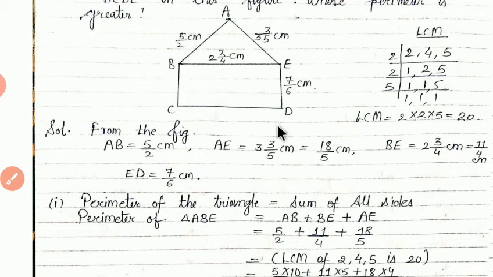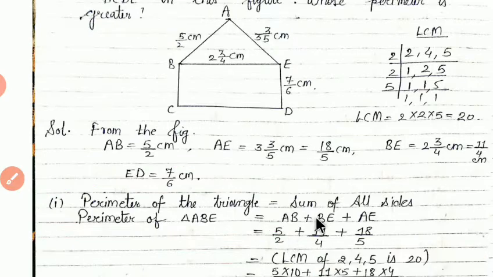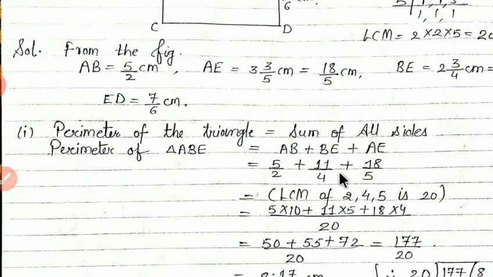Now we have to find the perimeter of triangle and rectangle both. We know that the perimeter of any closed figure means the sum of all the sides. So we have to find the perimeter of the triangle by adding all the sides. The sides are AB, BE and AE, so AB plus BE plus AE. Now we have to put the values. AB is 5 by 2, BE 11 by 4 and AE 18 by 5. Now we have to add.